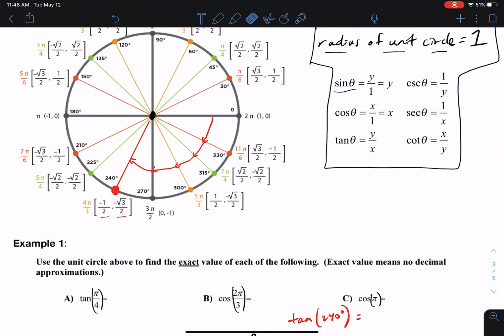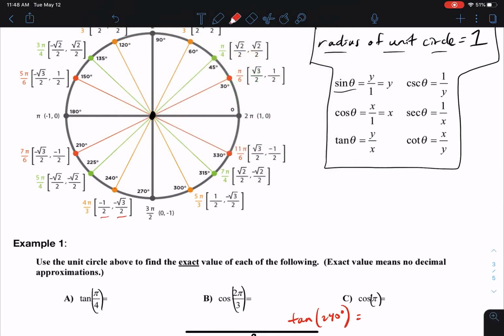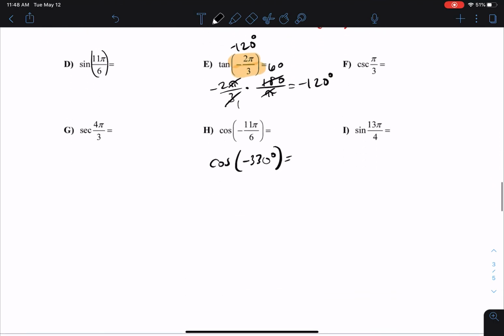Okay, so let me erase what I've gotten so far. I'm going to start in the negative direction, and I'm going to go negative 330. So that's negative 90, negative 180, negative 270, all the way here. That's where I'm going to stop, right here. Okay. So negative 330 is the same as positive 30. They're the same location on the unit circle, so they're going to have the same answer.